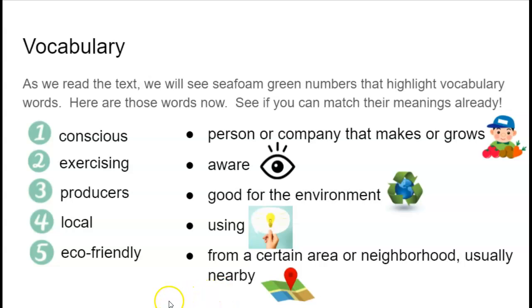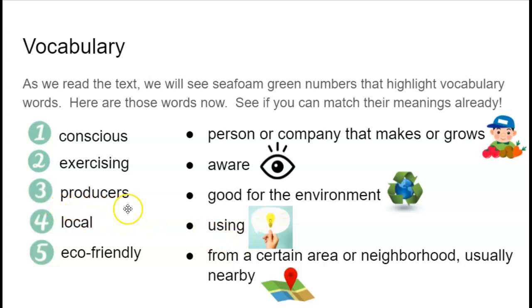Okay, let's think about this. First of all, if you were thinking conscious, conscious means aware. If you knew that one, ding, ding, ding. If you didn't, just put it in your head. Exercising. Now, you might think about exercising like the kind of exercising you do with Miss Sorensen, but that is not the exercising that they're talking about here. Exercising, they're talking about using, particularly using your ability to make choices.